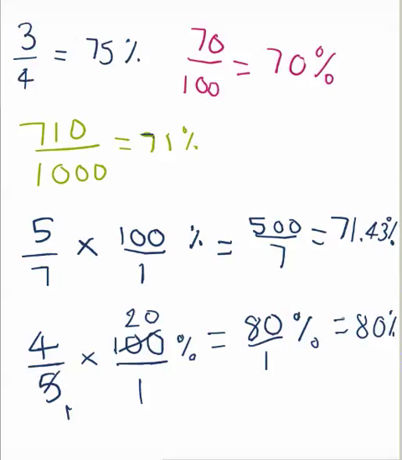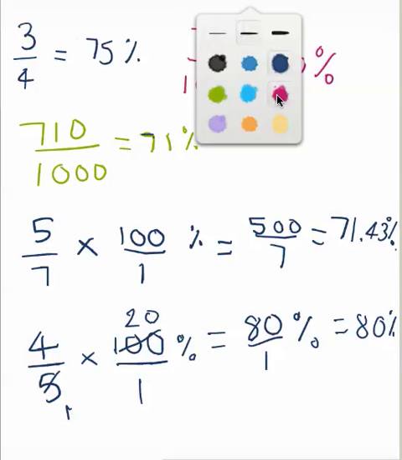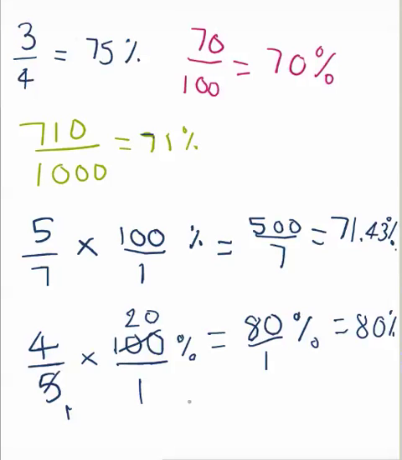So looking at my percentages that I found, so I've got 75%, 70%, 71%, 71.43%, and 80%. So obviously the smallest one is 70%. I'll use a different color for my final answer. So I've got 70%, that should come first.